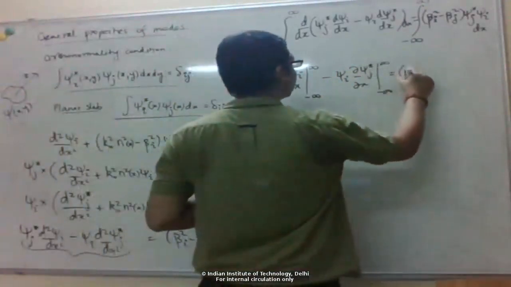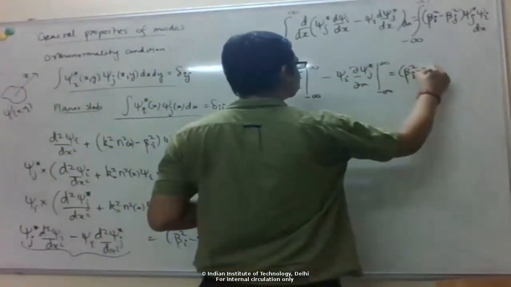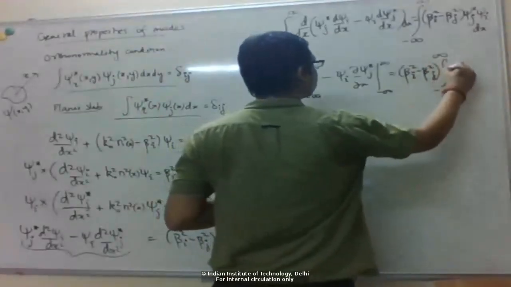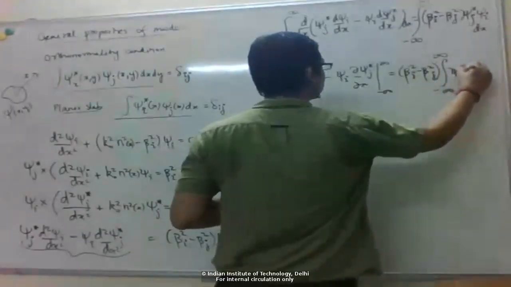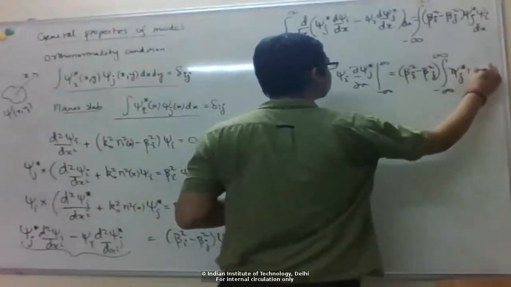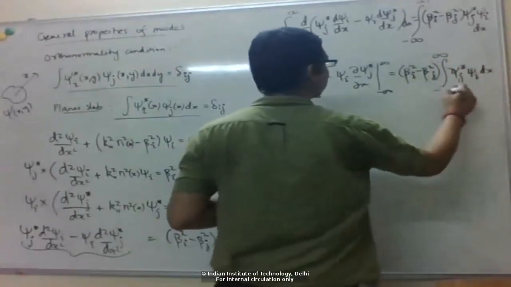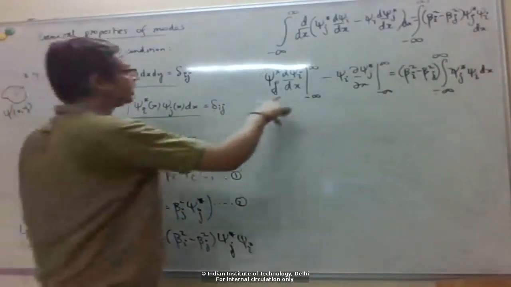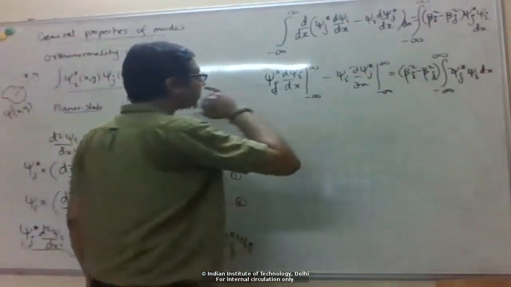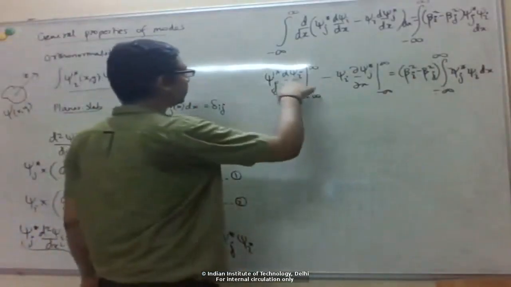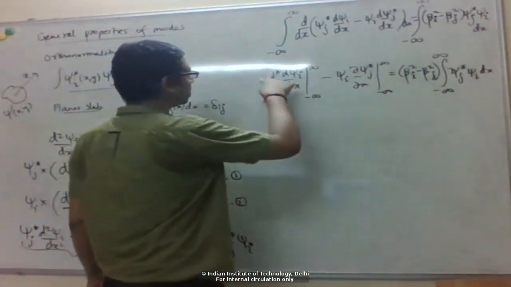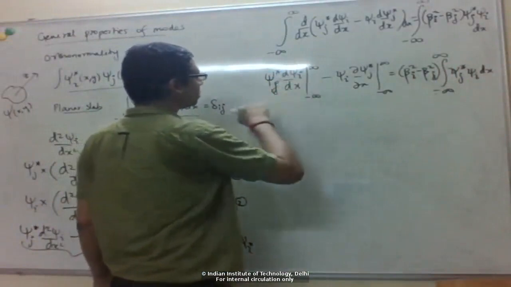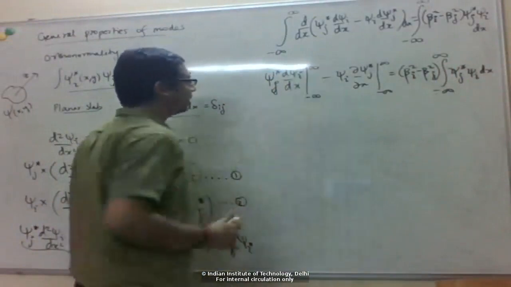Right, and on the right hand side we have this integral, the orthonormality integral that we want to evaluate. Right? So this thing is basically the mode function evaluated at infinity multiplied by the derivative of the mode function for another mode at infinity.